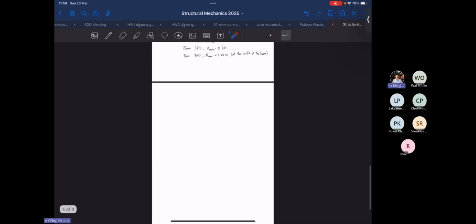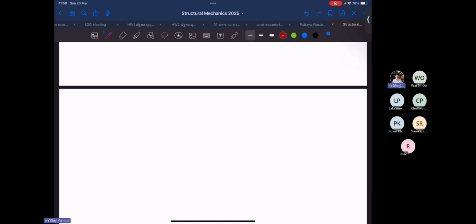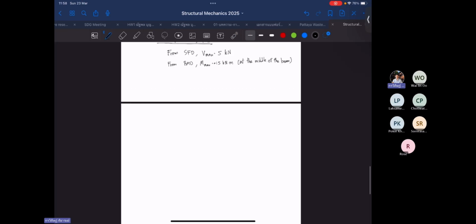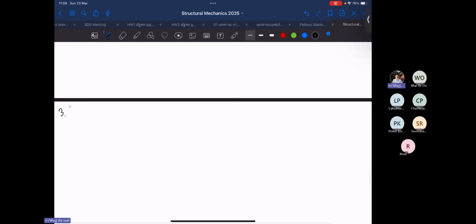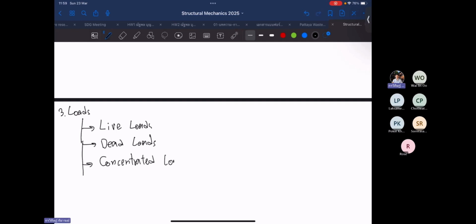For the remaining, the load, you have to clarify the load type. Okay, for the load, please have a look at what is live load, what is the dead load, what is concentrated load, and what is distributed load.